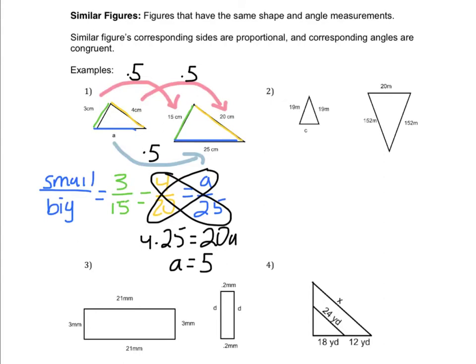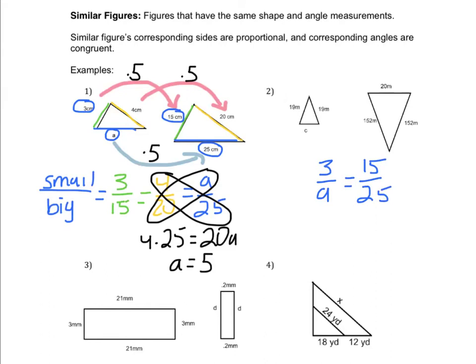We could have also set up the proportion in a different way. Still continuing with the same problem, we instead could look at the ratio of 2 of the sides within the shape. For example, our 3 to our A should be in the same ratio as our 15 to our 25. So we have 3 to A equals 15 to 25.